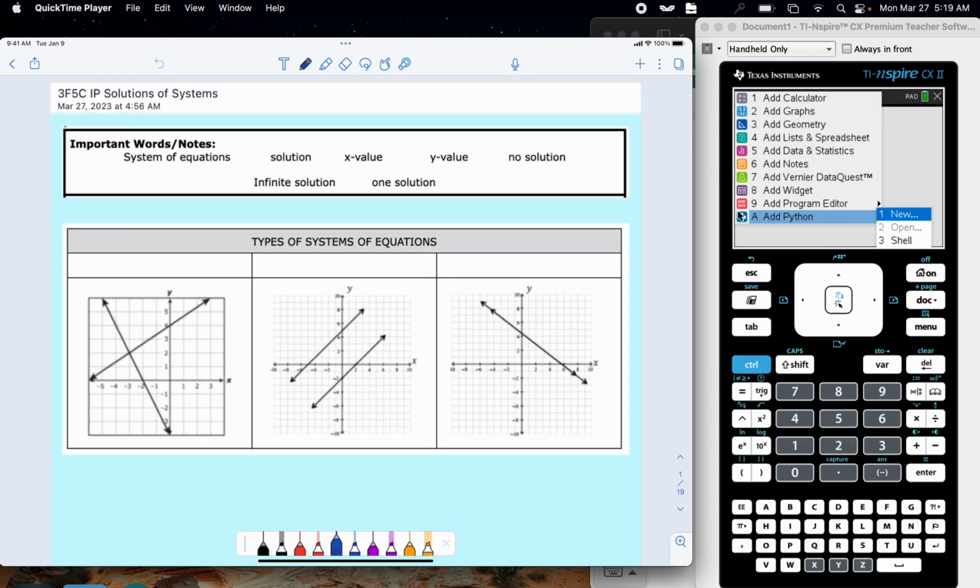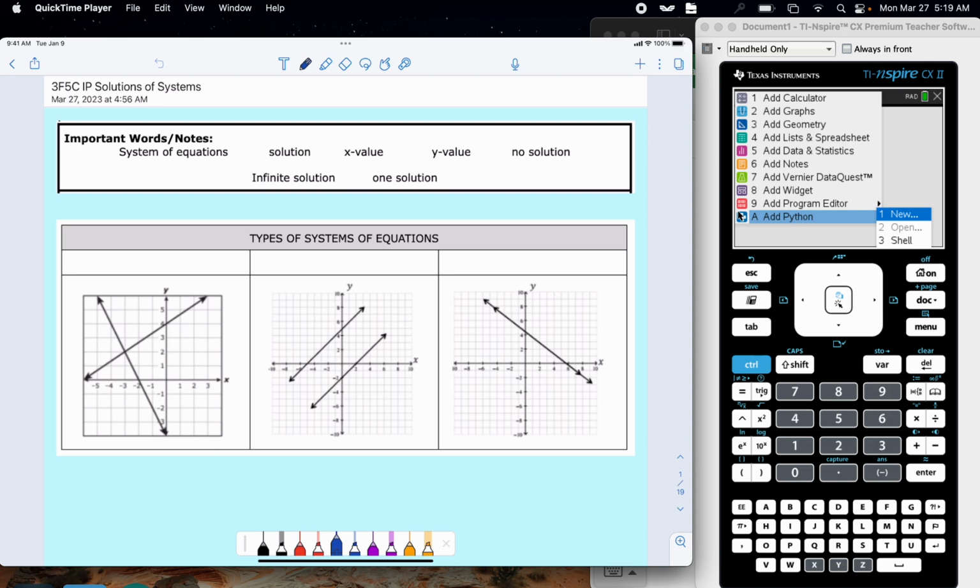Alright, so we are going to talk about solutions of systems. So you have solutions, the x value, and then the y value. That's how you write a point, x comma y. No solution means they never touch. Infinite solutions mean they are two lines on top of each other. They touch a ton of times. And one solution means that they touch one time. So this first one over here, they touch one time. This is one solution.